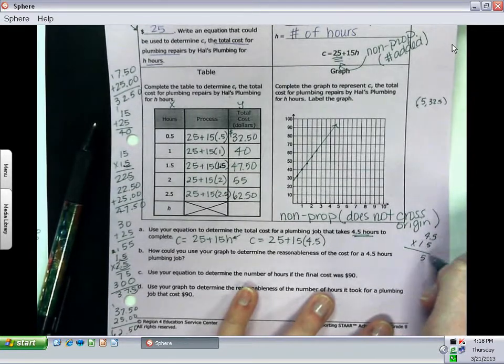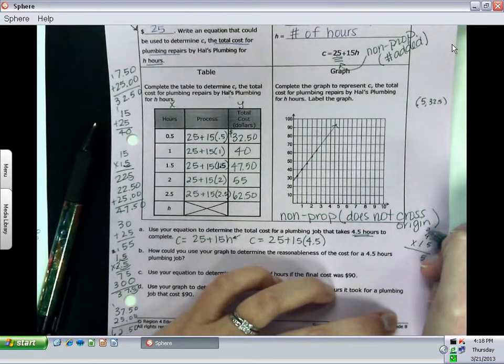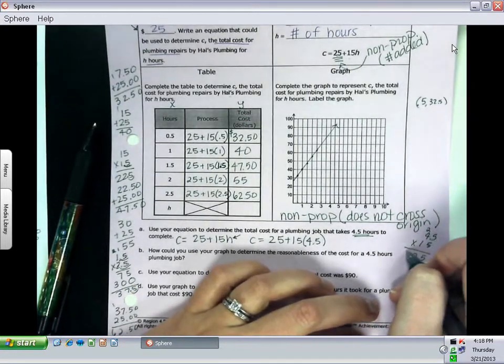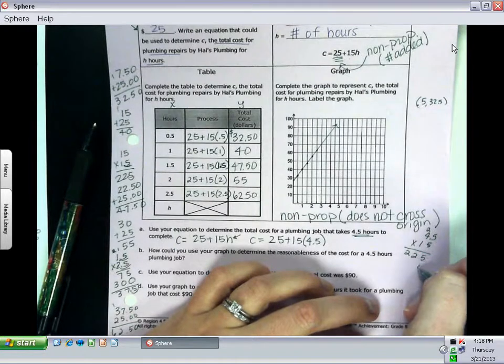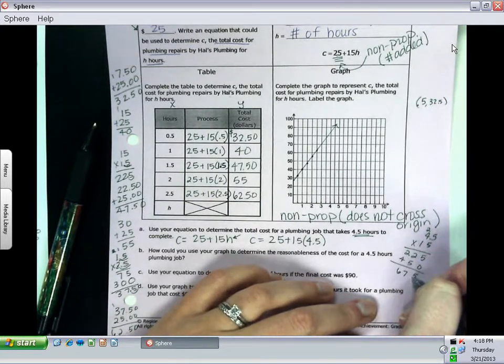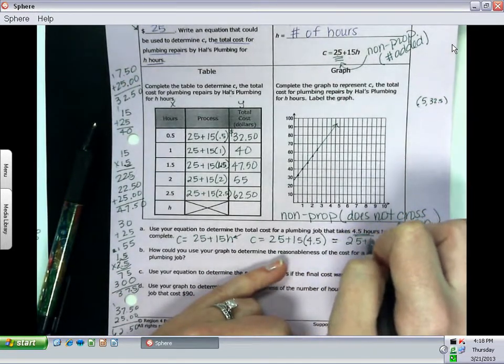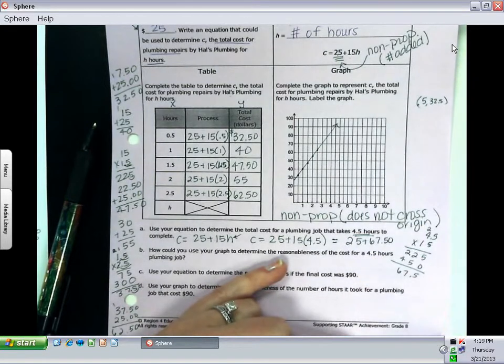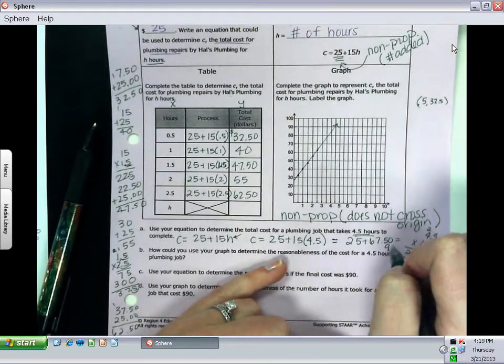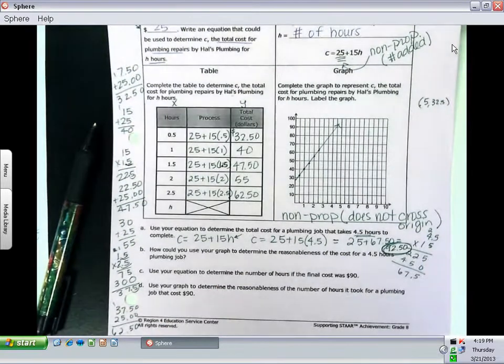5 times 5 is 25. Write your 5, carry your 2. 5 times 4 is 20, plus 2 is 22. And then you have a 5 and a 4. So it's $67.50. So you still have to add that 25 to it, which means your total would be $92.50.